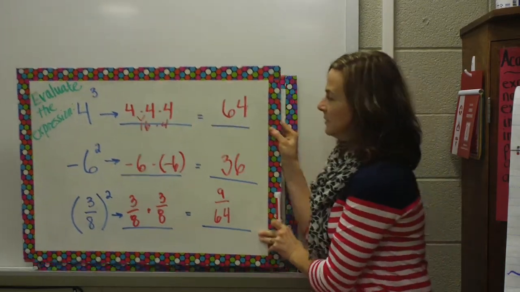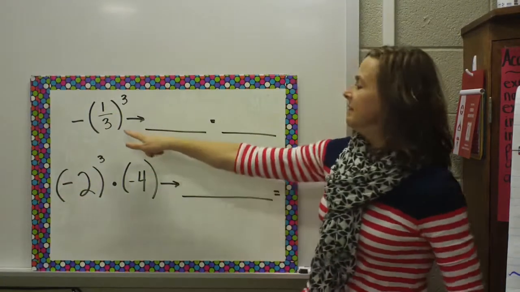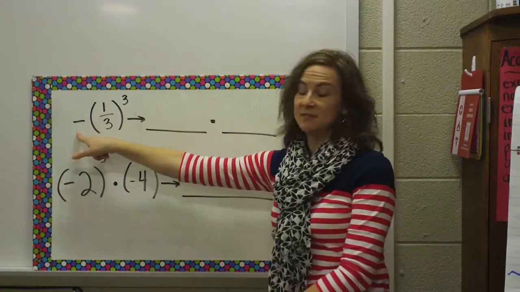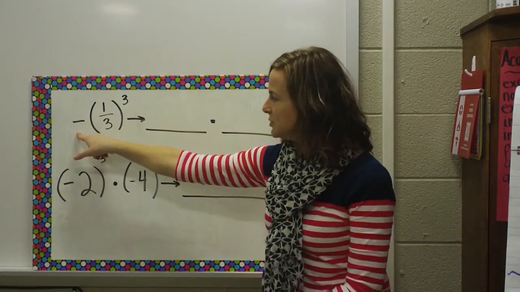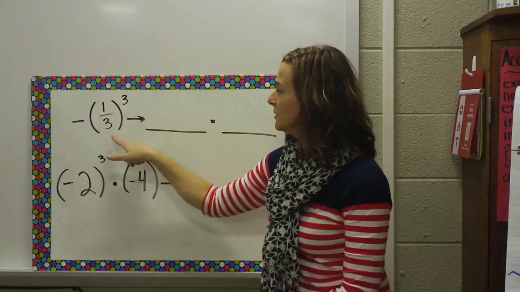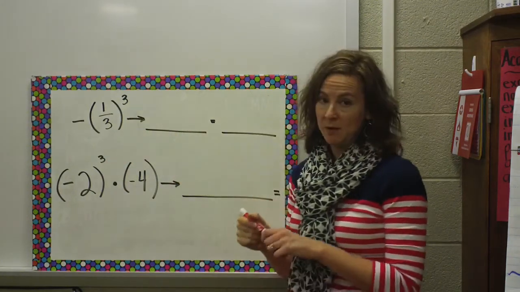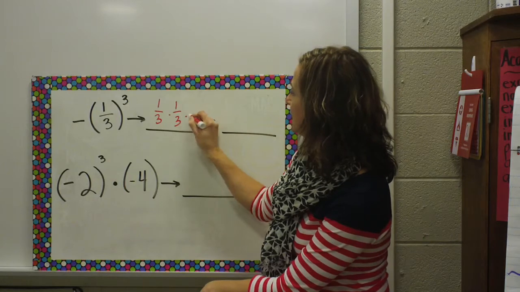Here are 2 more problems that may look a little more complicated. This time I have 1/3 to the 3rd power, but there's a negative sign on the outside. So what I want to do to start is just hold on to that negative sign, and focus on 1/3 to the 3rd power. So that means 1/3 times 1/3 times 1/3.